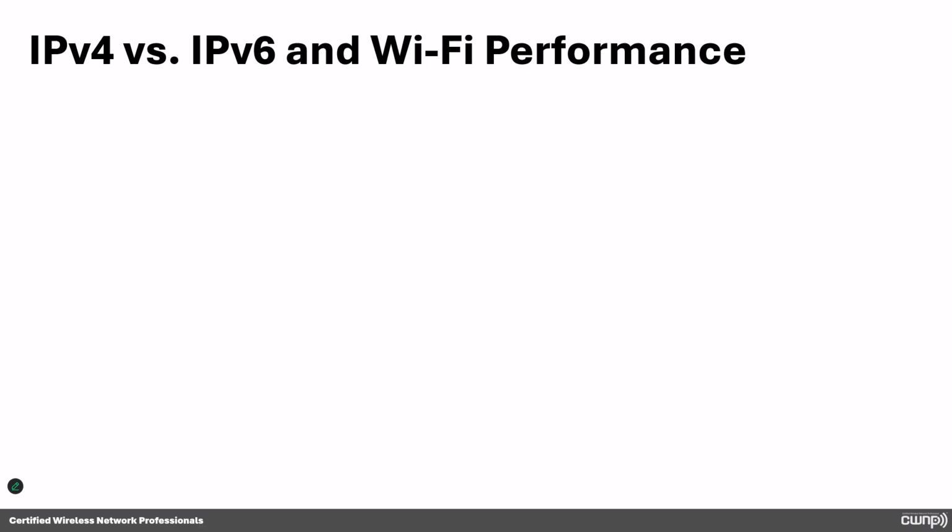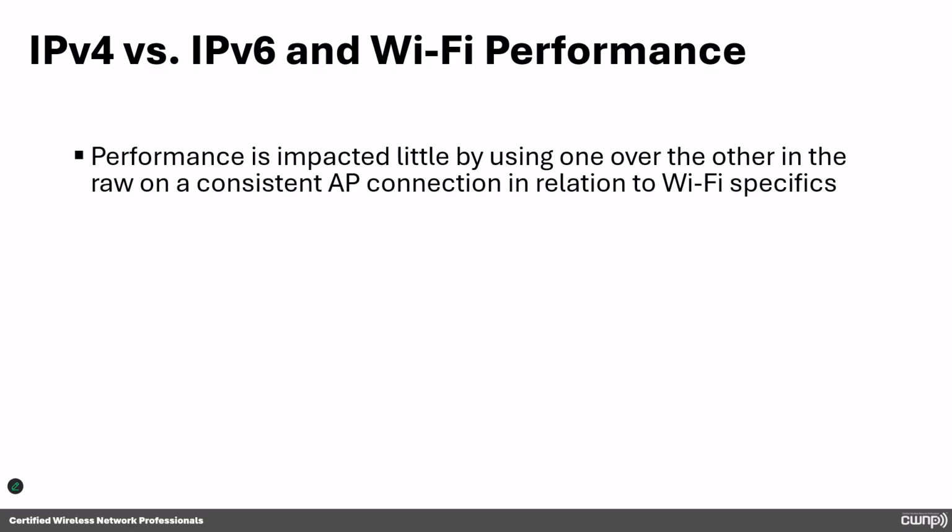Do they have any impact? So we talked about TCP congestion providers. What about IPv4 and IPv6? Well, performance is actually impacted very little as far as the difference between IPv4 and IPv6. In a raw analysis of a consistent AP connection, in other words, I'm not roaming, so roaming doesn't get involved, I'm just connected to an AP, if I try to do the same exact thing with IPv4 as I would do with IPv6, the difference is negligible.